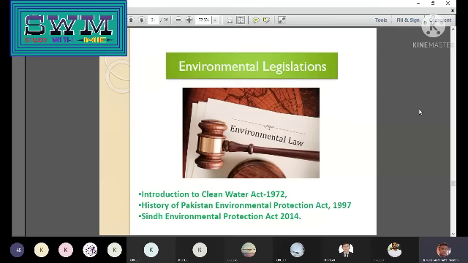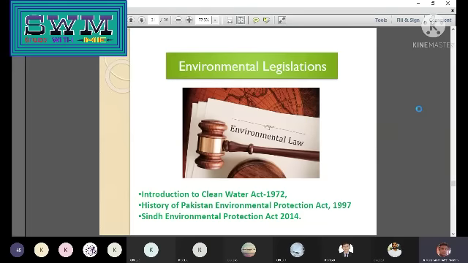Environmental legislation. These are the legislations, meaning the rules or laws, environmental laws. So there is the Introduction to Clean Water Act 1972. These rules or laws must be in your mind.